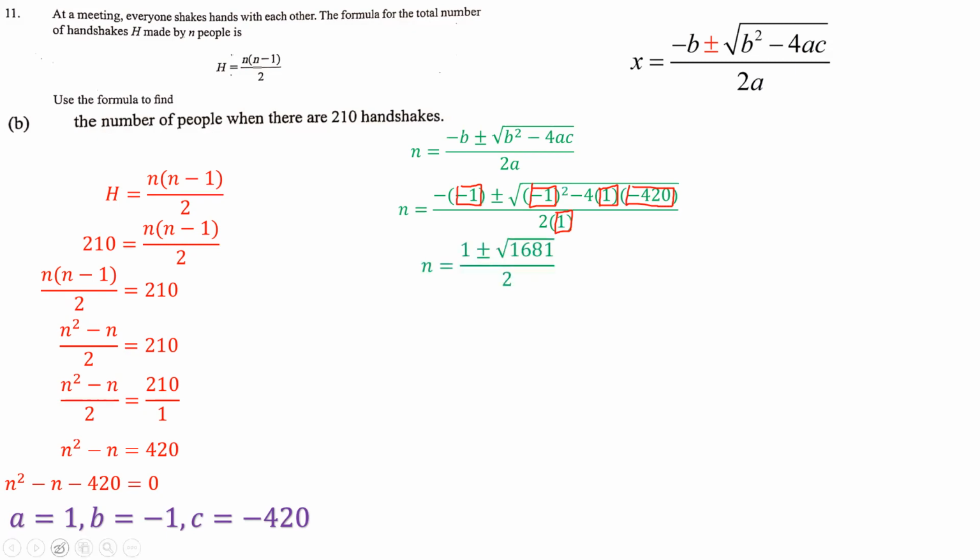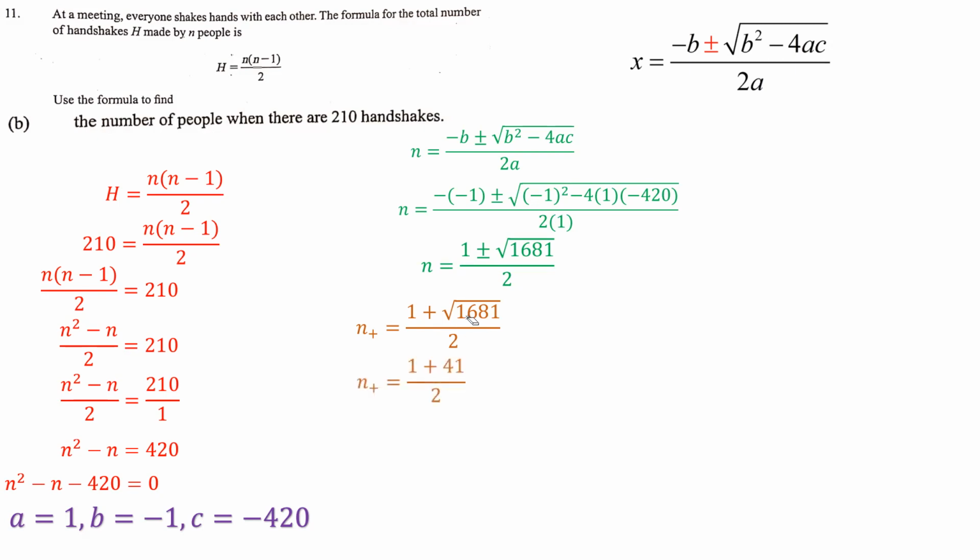So let's move forward. We have to evaluate the inside of this expression. Negative 1 squared minus 4 times 1 times negative 420 is going to be equal to 1,681. And so we know that n is equal to 1 plus or minus the square root of 1,681 all over 2, because 2 times 1 is 2. We have two values of n that we can find, one where we use the positive sign and one where we use the negative sign. Let us look at the positive sign first: 1 plus the square root of 1,681 all over 2.